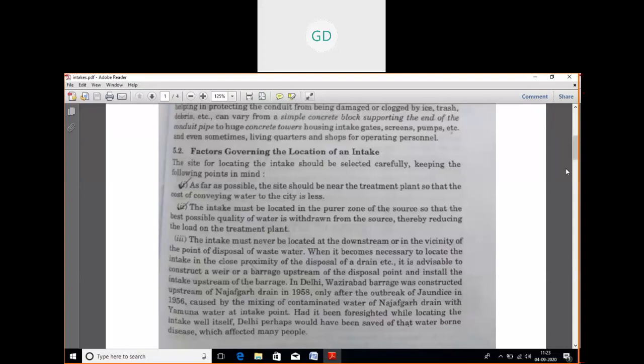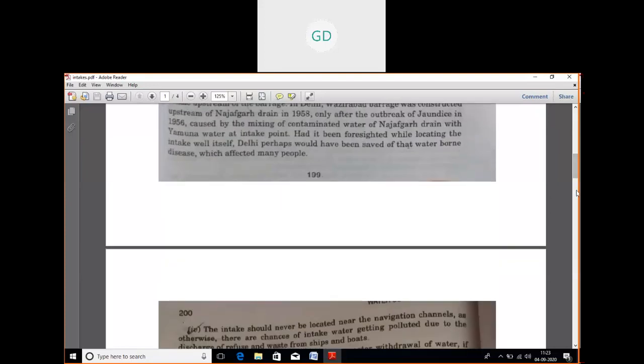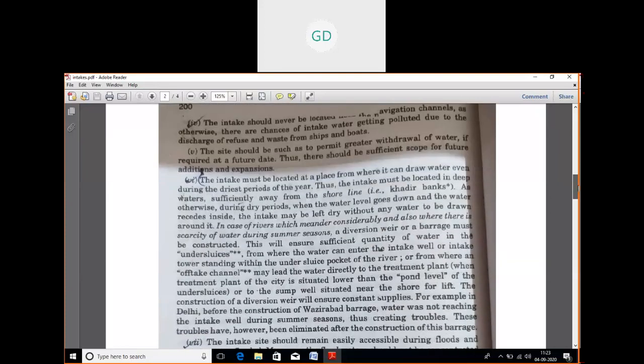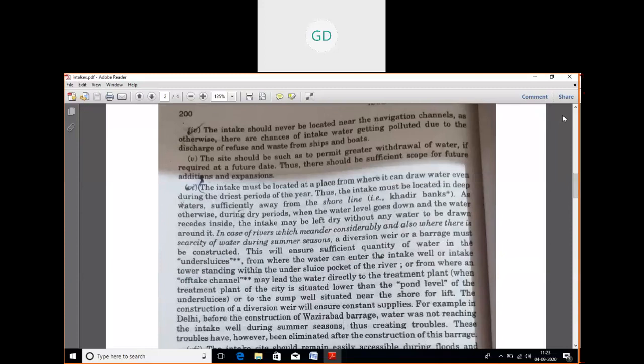Next, take a screenshot of this. Okay, 5 points. If you write and if you remember, then it's fine. Okay, 5 to 6 points is fine. Take a screenshot.